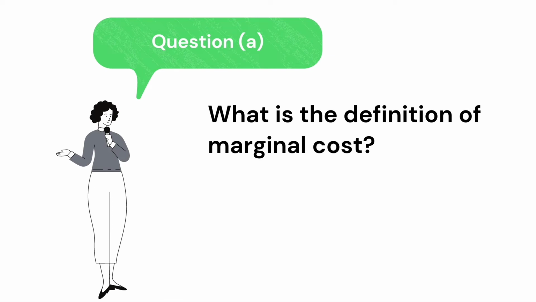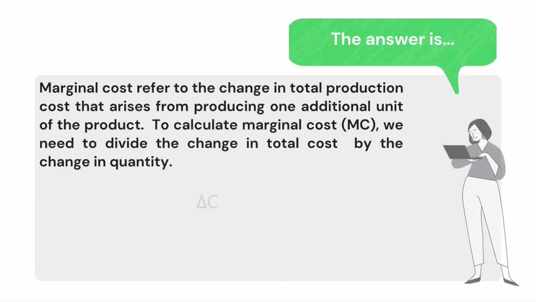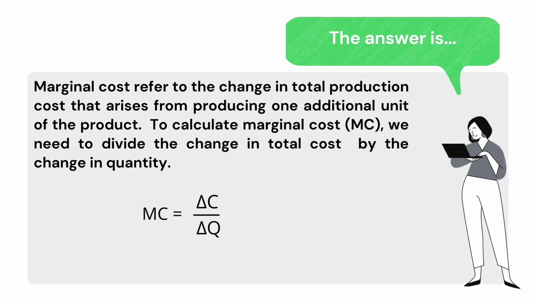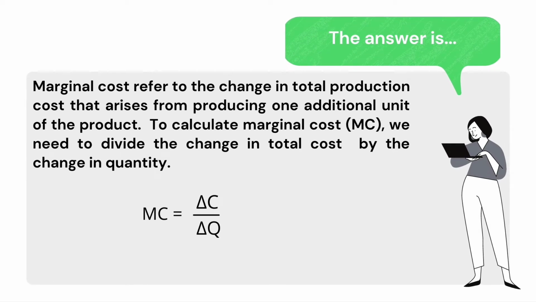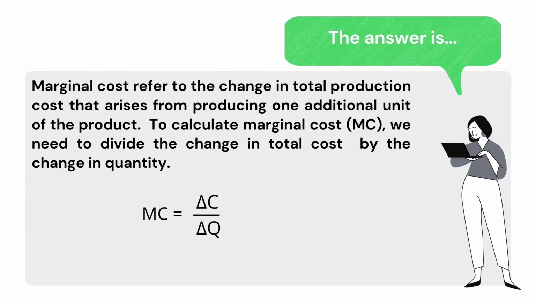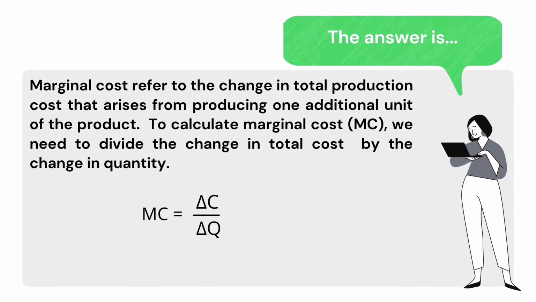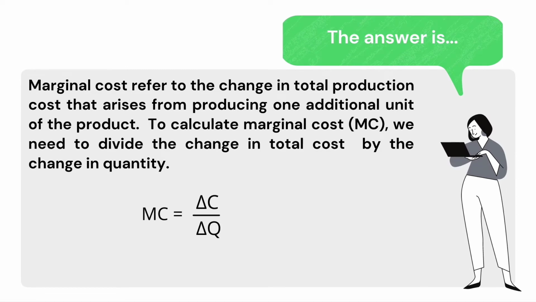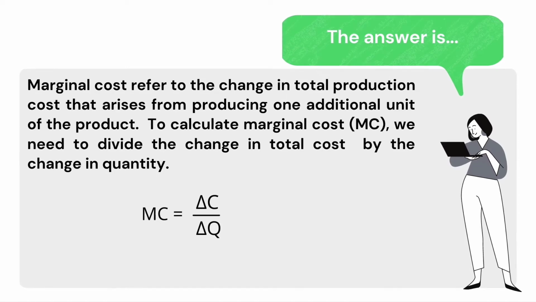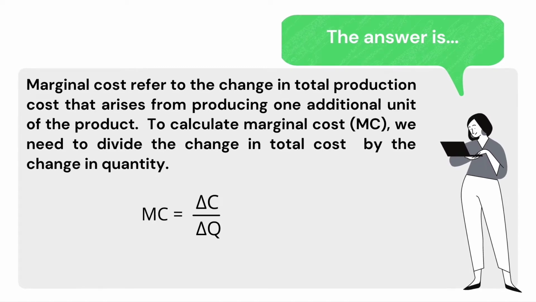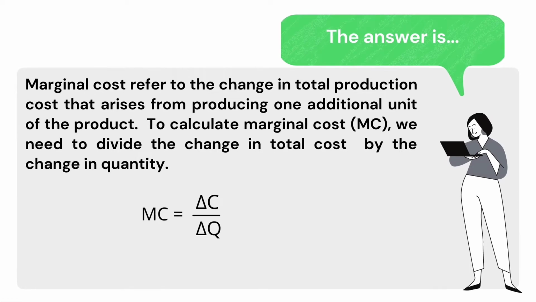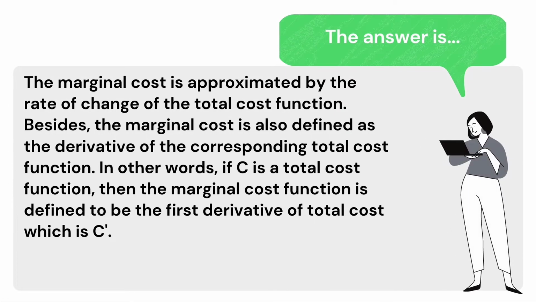Question A. What is the definition of marginal cost? Marginal cost refers to the change in total production cost that arises from producing one additional unit of the product. To calculate marginal cost, we need to divide the change in total cost by the change in quantity. So the equation is given by MC equals delta C over delta Q. The marginal cost is approximated by the rate of change of the total cost function.